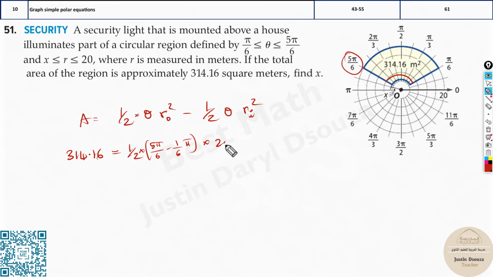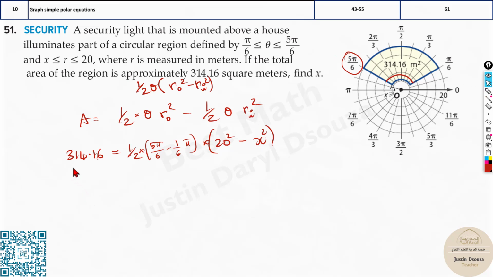So what is the outer radius now? Here it's 20 square minus. You can write the same thing again, but there is one trick. Instead of writing it many times, see here, half and theta are the same. So you can take the half and theta outside. What remains is outer radius squared minus inner radius squared. These two will be the same thing. It's outer radius squared minus inner radius, which is unknown. So I'll take it as x squared.